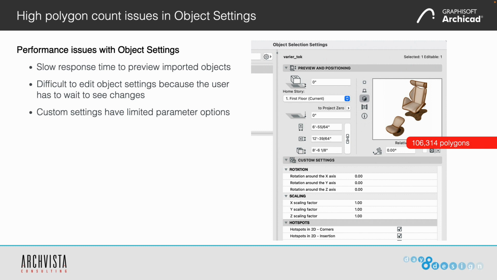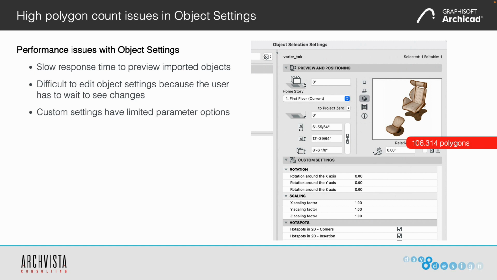I bring it up into the object settings here. If it's a very high polygon count object, it can be very slow and sluggish in our ArchiCAD object settings preview window here, which can be very frustrating because you open that object settings up and then all of a sudden it spins and waits and waits and waits while it renders that 3D view of that object. And that can be very frustrating.